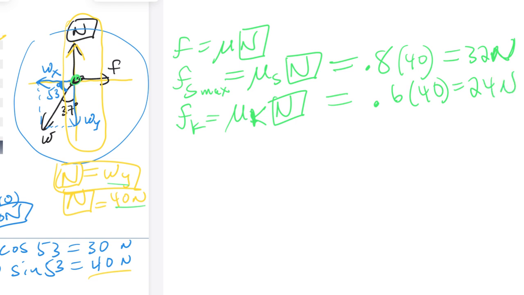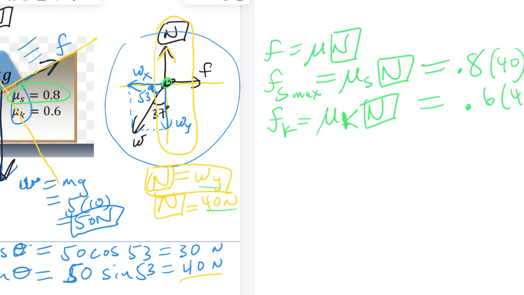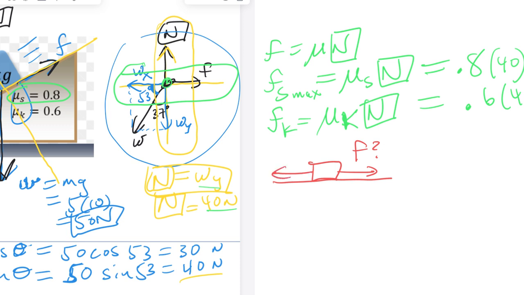Now, go back to your diagram right here. We're looking at the horizontal part right now because we already dealt with the vertical part. So is this balanced or is this unbalanced? That's what we're asking. So I'm going to just draw the block on the ramp. We got friction this way. We don't know which one to use. And we got Wx that way. We already found Wx is 30 newtons. Okay, now think about it.